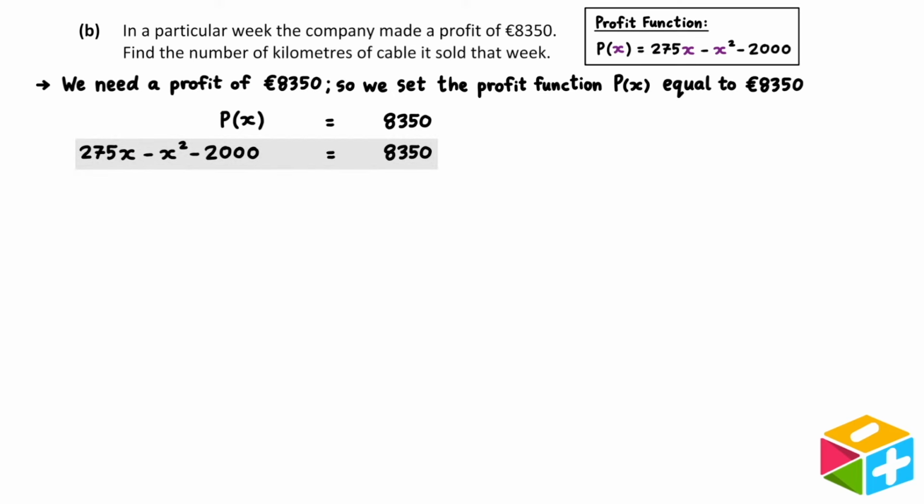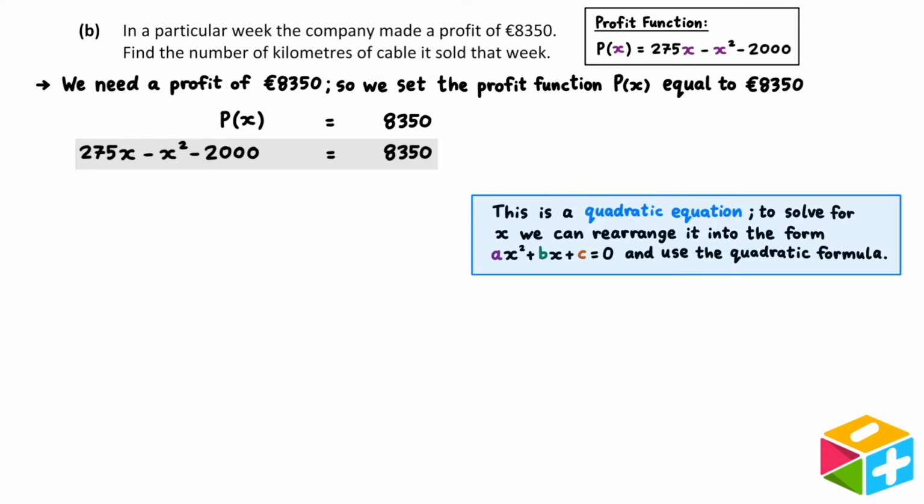This equation has an x squared term, an x term, and some number terms. We call this a quadratic equation. The quadratic formula can be used to solve this. However, before we can use it, we'll have to rearrange the equation into the form ax squared plus bx plus c is equal to 0. In other words, we should group all the terms on one side and leave a 0 on the other side.